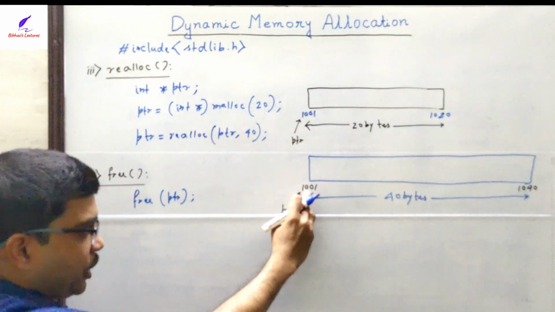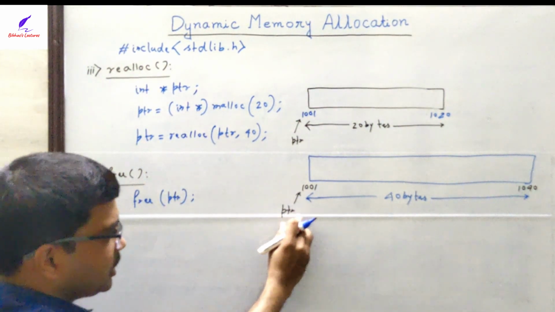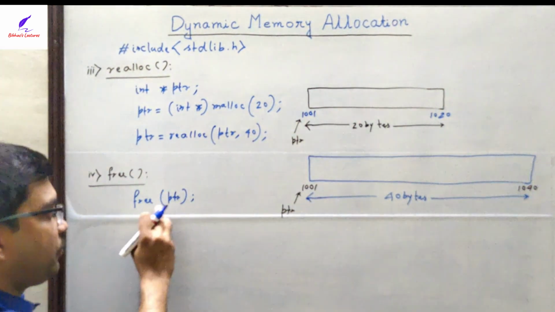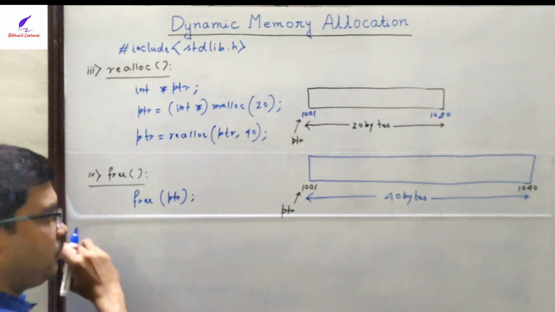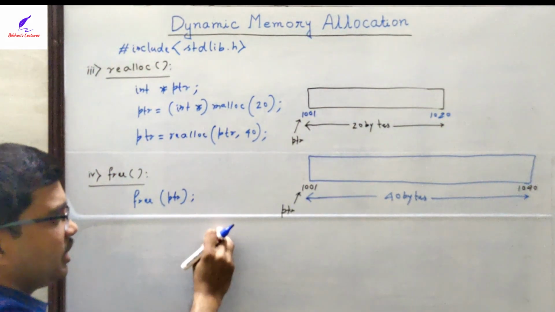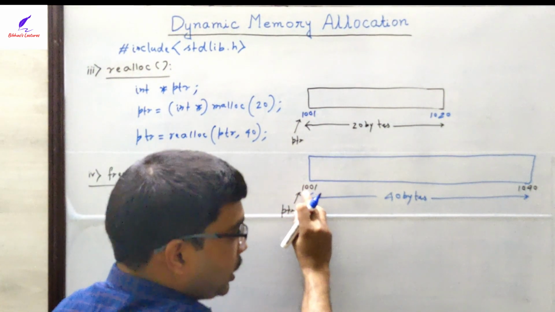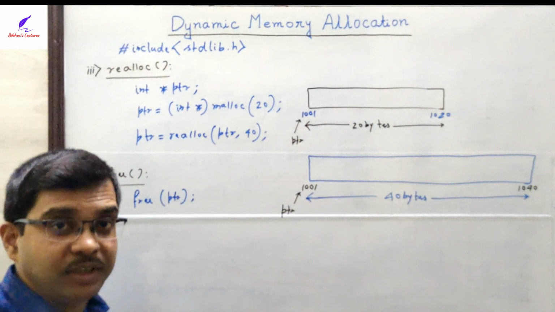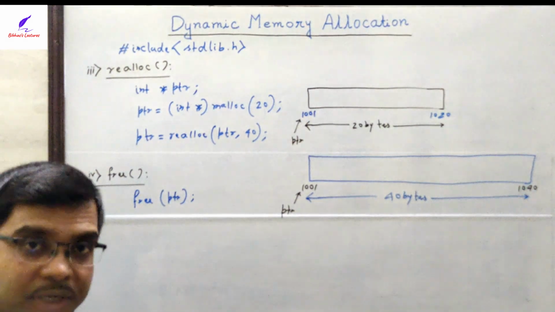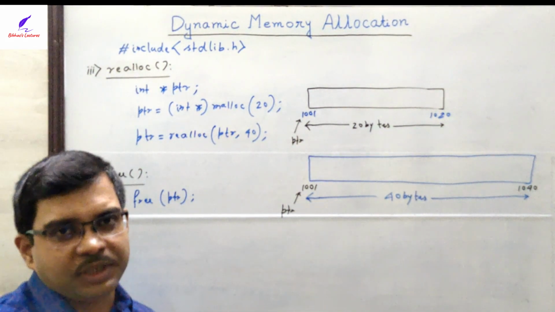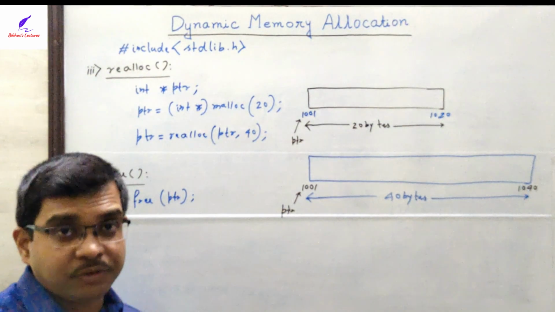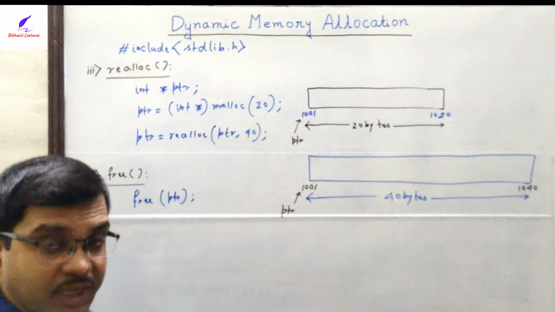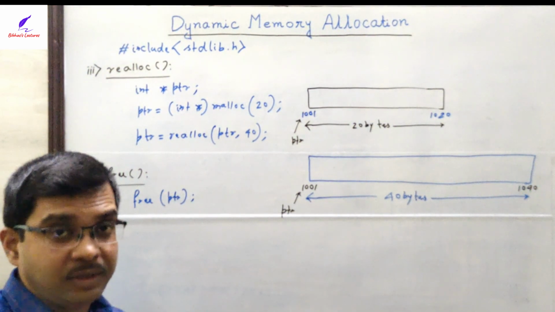Similarly, suppose after reallocating the memory, ptr is now pointing to 1001 and the total span of allocation is 40 bytes. Now if you call free and pass ptr, then from 1000 to 1, the entire 40 bytes will be freed up. So this is called the free function. It is a very good practice, whenever you allocate memory using malloc or calloc with dynamic memory allocation, to free up that memory after working with the space, so that in future this memory can be used for further purposes.